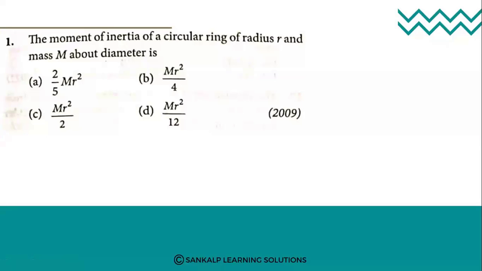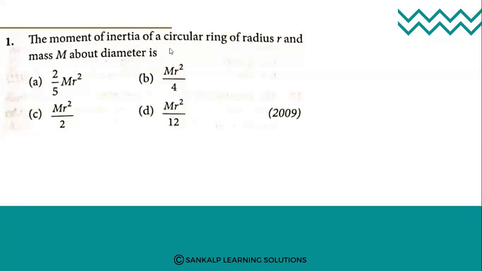So here you can see the first question. The moment of inertia of a circular ring of radius r and mass m about the diameter is. In this chapter you will study about the moment of inertia. In general, we define moment of inertia as the product of mass and the square of the radius. For particular bodies like a circular ring or shell, different shaped bodies have different formulas.